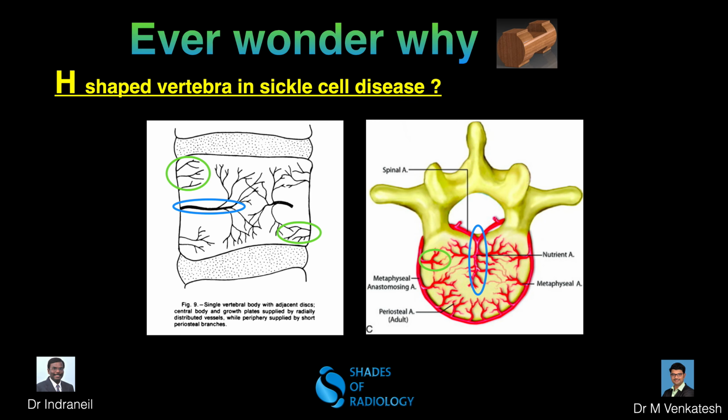So before going into why the head-shaped vertebra happens, we need to know the vascular anatomy of the vertebral body. This symbol is nothing but a resemblance of Lincoln log, that is a playing kind of toy for kids. So it resembles the Lincoln log. It's also called as Lincoln log vertebra. So let us see the anatomy now.